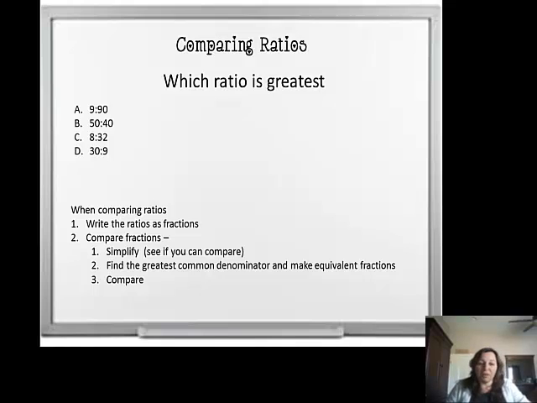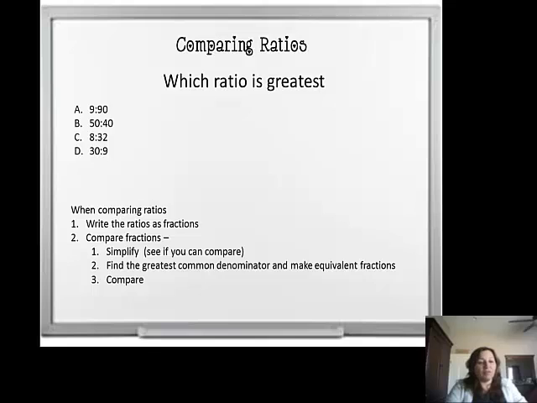So again, when comparing ratios, step 1 is to write those ratios as fractions. You could also convert them to decimals and then simply compare your decimals. That is another way to do it. So you can do either fractions or decimals. In this case, we're just using fractions. So we're going to write the ratios as fractions. We're going to compare those fractions.